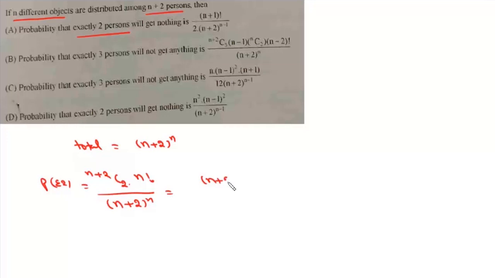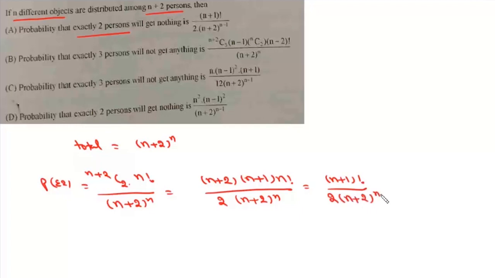Now this is n plus 2, n plus 1, factorial n, upon 2, and n plus 2 to the power n. Now this is factorial n plus 1 upon 2, and n plus 2 to the power n minus 1. That means this option A is correct, and option D is incorrect.